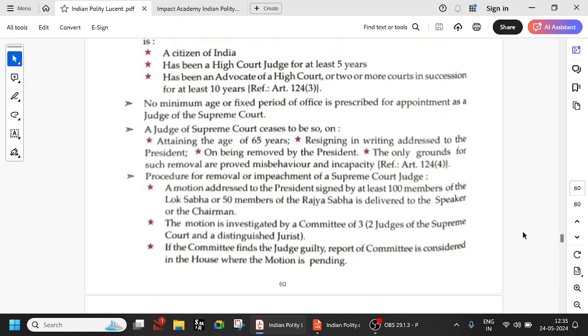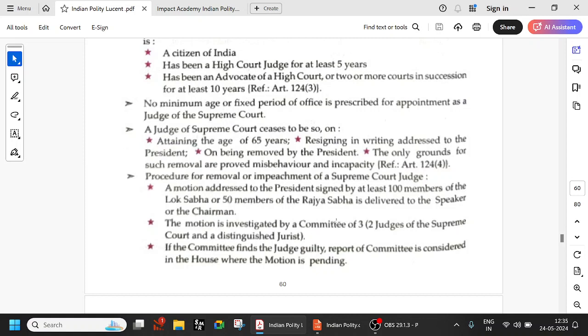So, procedure for removal or impeachment of a Supreme Court judge. A motion addressed to the president, signed by at least 100 members of the Lok Sabha or 50 members of the Rajya Sabha, is delivered to the speaker or the chairman. Okay, so remember this: motion first addressed to the president, signed by at least 100 members if it is Lok Sabha, 50 if it is Rajya Sabha.